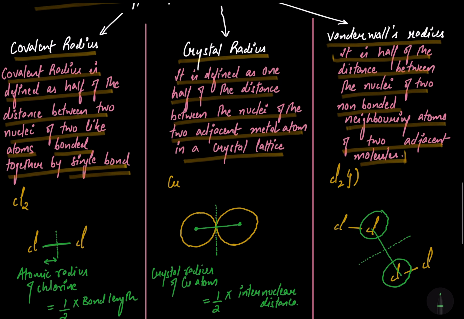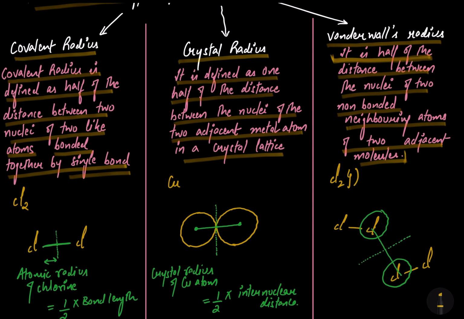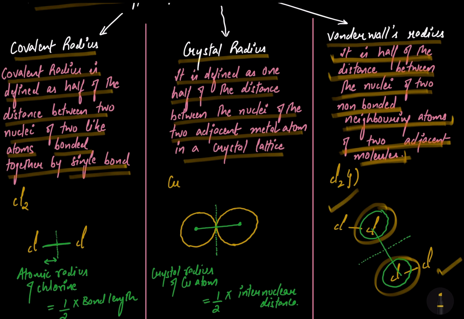I hope you got the van der Waals radii. I'm marking it again that it is half of the distance between the nuclei of two non-bonded neighboring atoms. Non-bonded neighboring atoms, I have taken this chlorine and this chlorine, of the two adjacent molecules. The molecules we have taken are Cl2, the first Cl2 and this second Cl2. So the distance between the nuclei of two non-bonded atoms of the neighboring molecules is called the van der Waals radii.